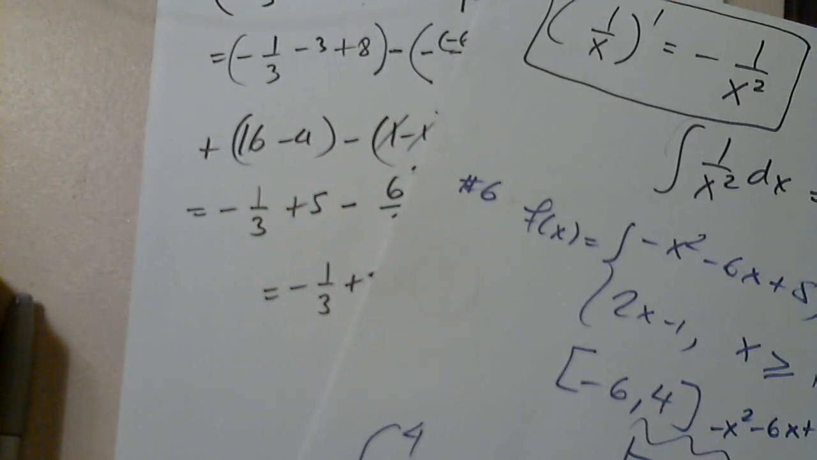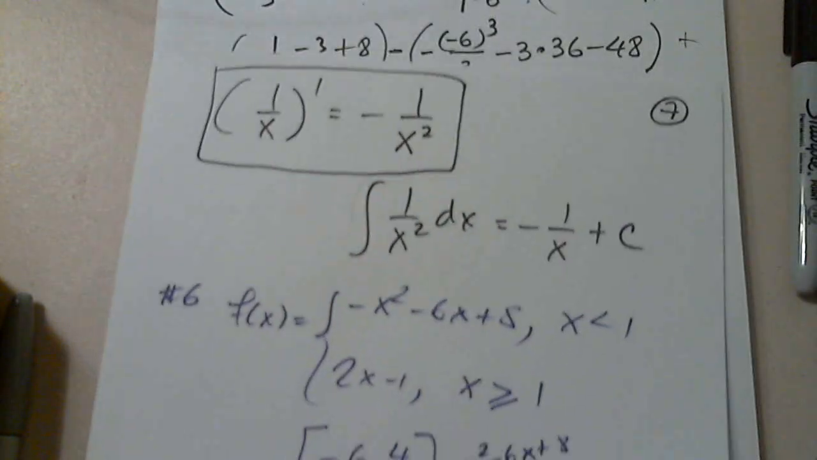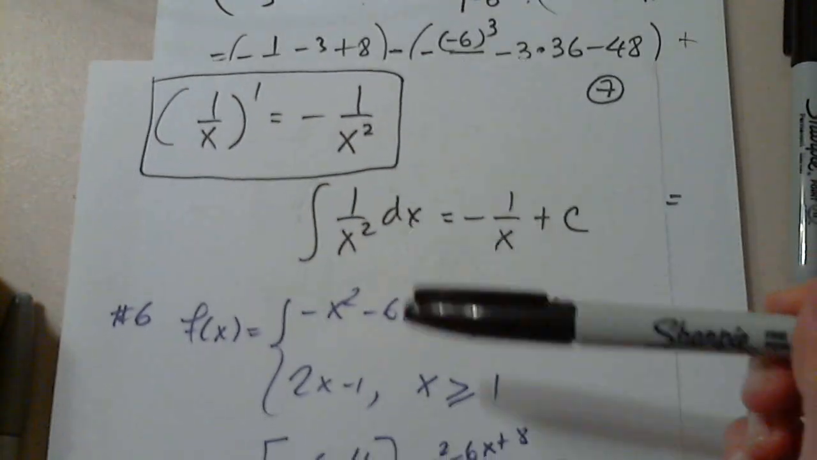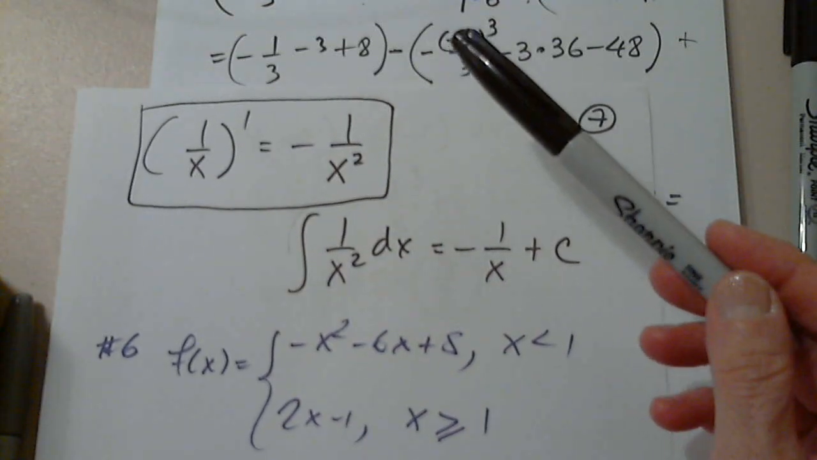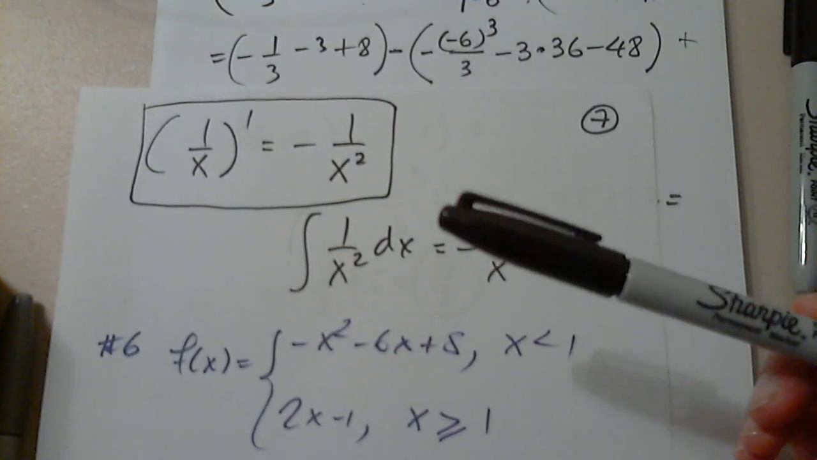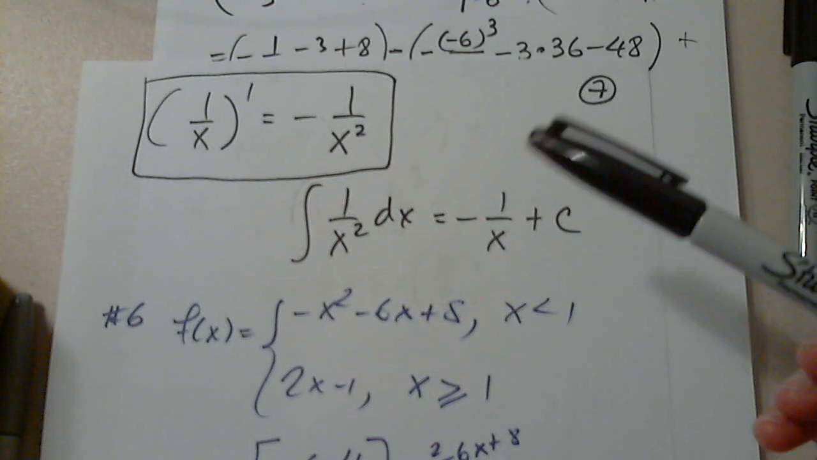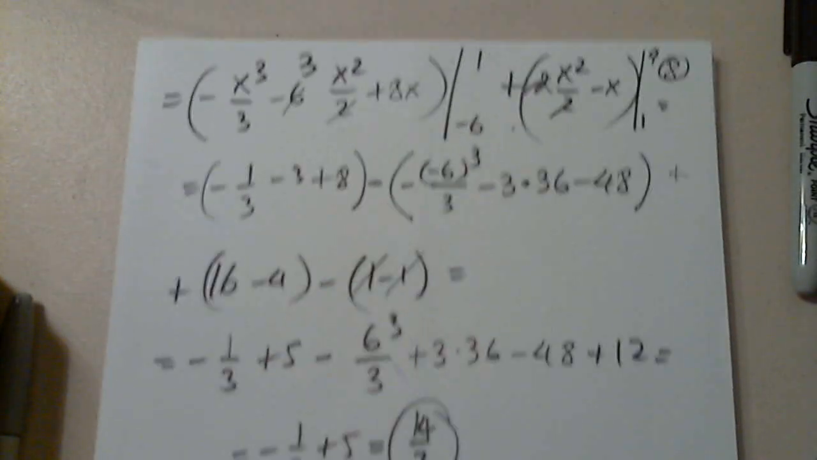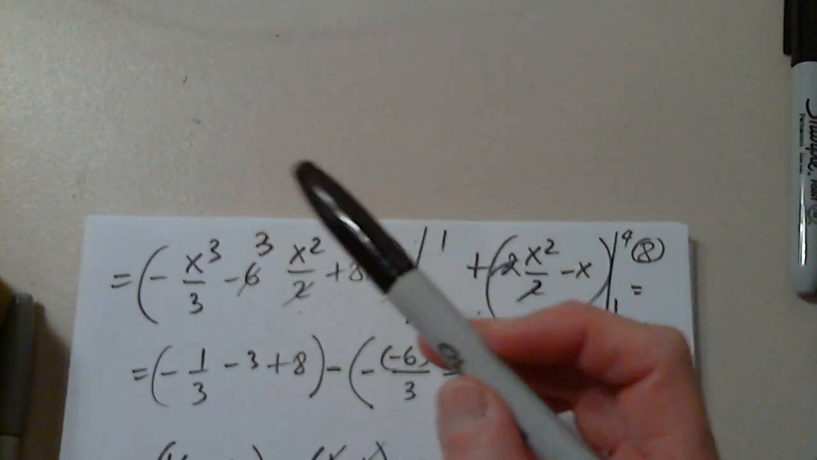I'm just double checking that I entered everything correctly. And 2x minus 1, so I have to go back to the drawing board. Okay, no problem. So negative x to the third over 3 minus 6x squared over 2 plus 8x. That's correct. Then 2x squared over 2 minus x. That's correct. Okay, the numbers now.